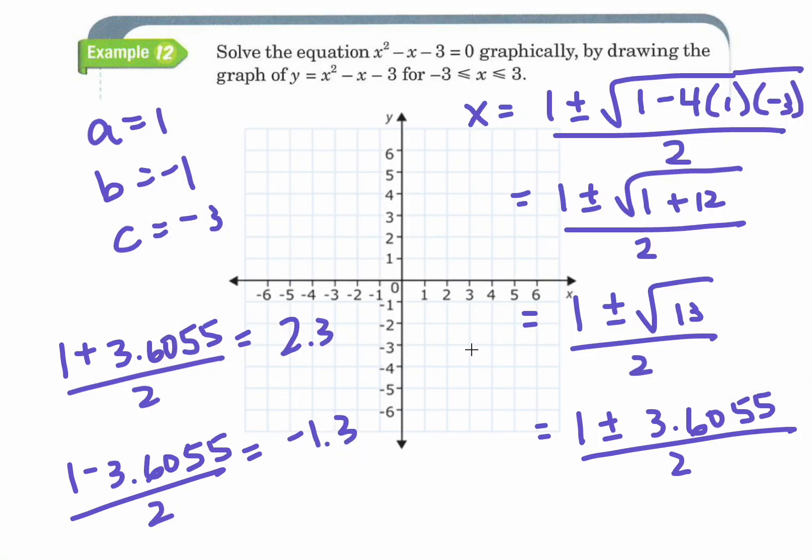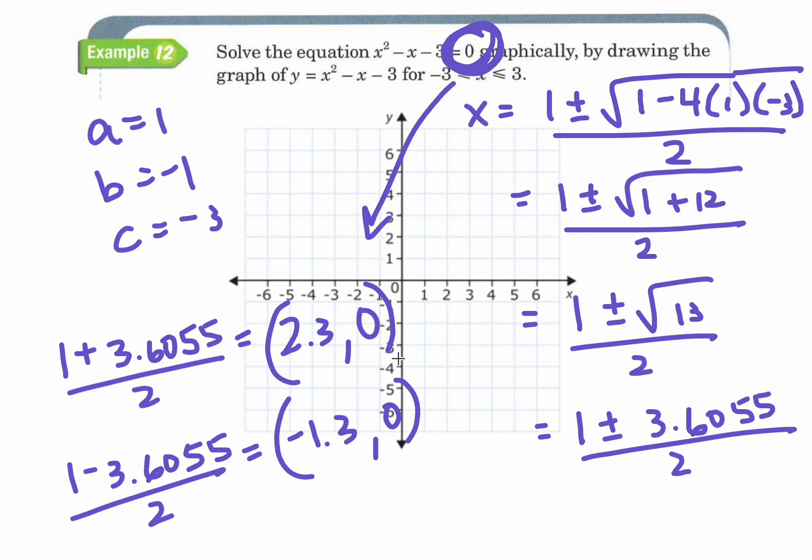Negative 1.3. So that means that my graph, since these are the answers for x, and it was set equal to 0, is going to be touching the x-axis at these 2 points. Okay, so we got the y value of 0 from the 0 that it was set to. And then the x was the answer to our quadratic. So that's how we got these two values.